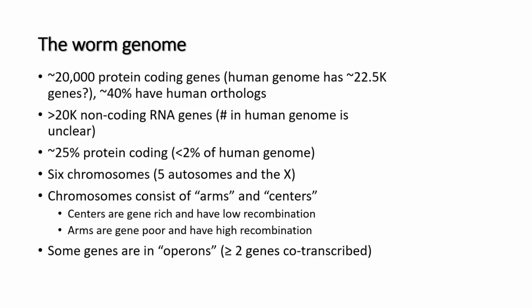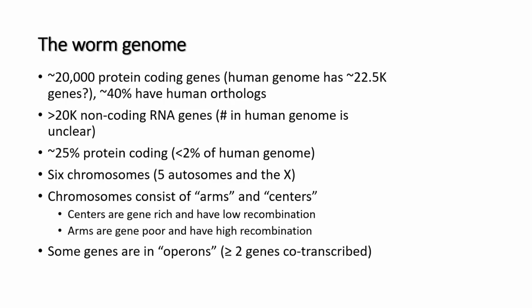So the centers are gene rich and the arms are gene poor, but the centers have a much lower rate of recombination and the arms have a higher rate of recombination. And this is very different from most other organisms. We humans, most of our genes are in regions of high recombination. Fruit flies, most of their genes are in regions of high recombination. Almost all organisms have most of their genes in regions of high recombination, and regions of low recombination are filled up with transposable elements and other crap. Worms are the opposite. And I think that's a really interesting fact.